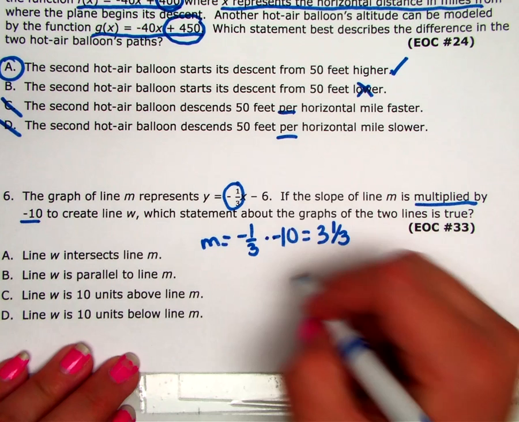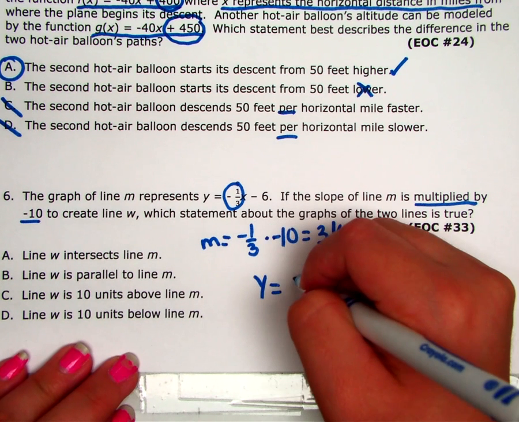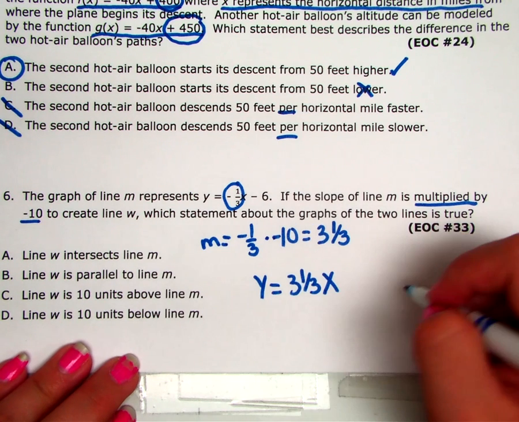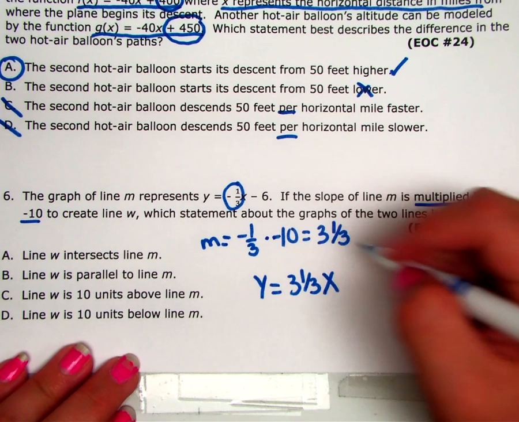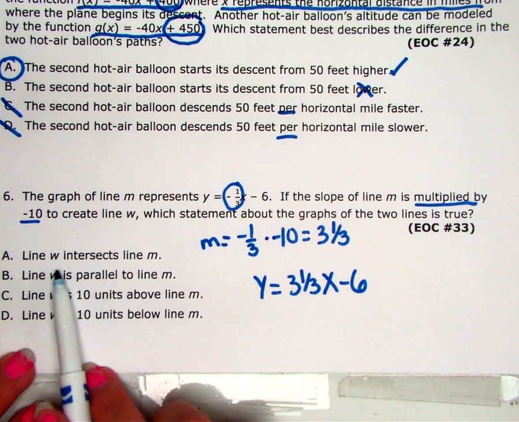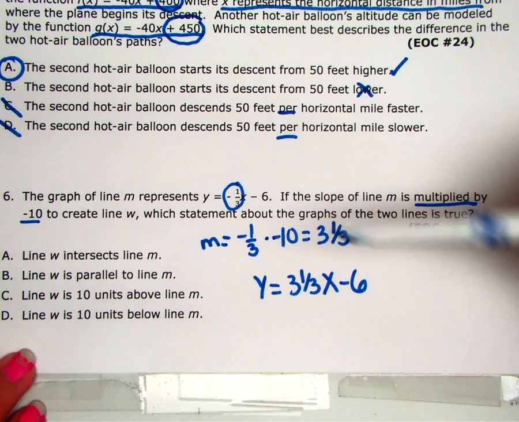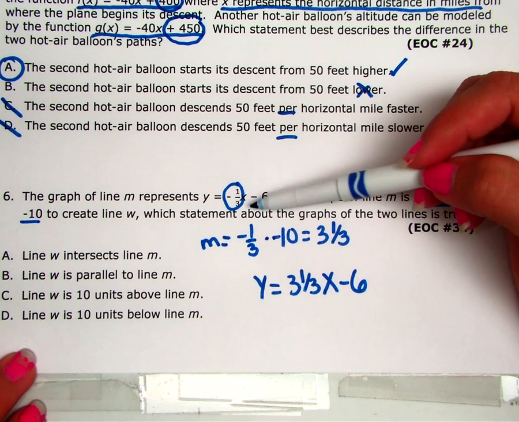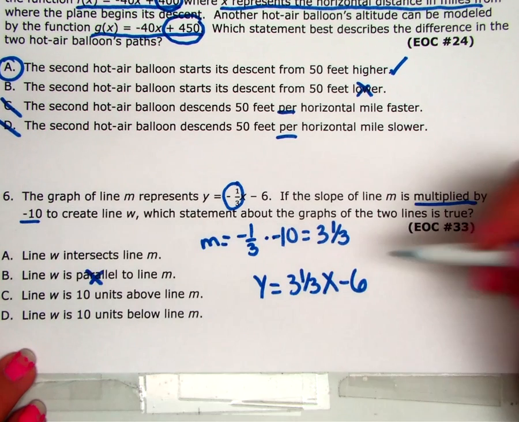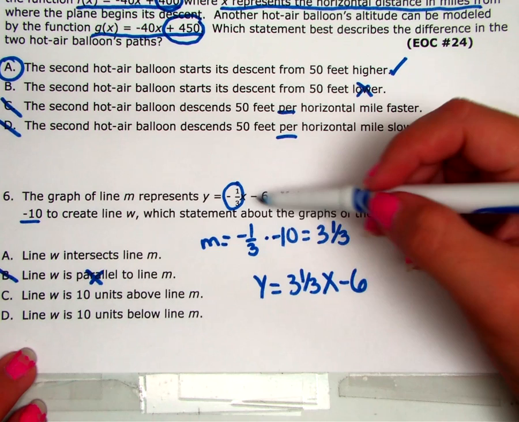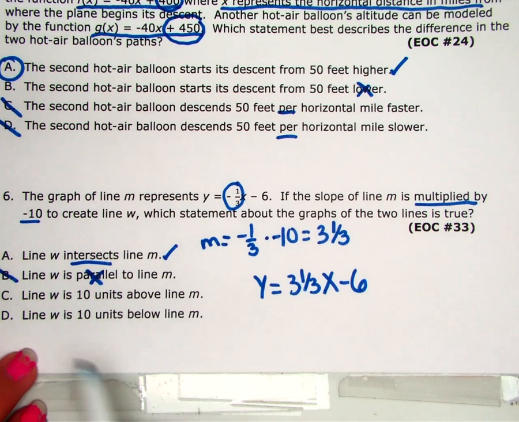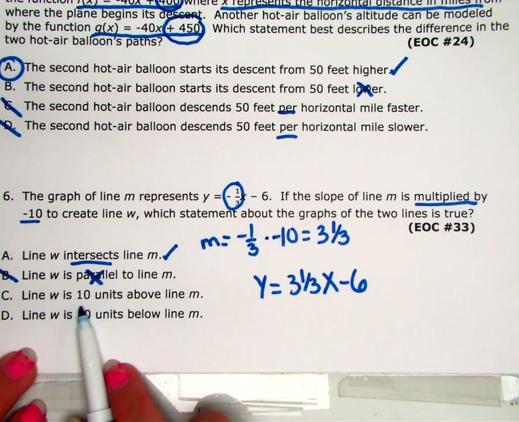So that equation is going to be y is equal to 3 1/3, since it's the slope, the x comes after it. And we didn't change that y-intercept, so we're going to leave that minus 6 the same. So now let's look at it. Line W intersects with line M. Well, we notice that the slopes are different, so it's not parallel, which is what answer choice B says. If our slopes were the same, then it would be parallel. So it's not B. And if it's not parallel, it is going to intersect at some point. So far that's true. C says the line W is 10 units above line M.